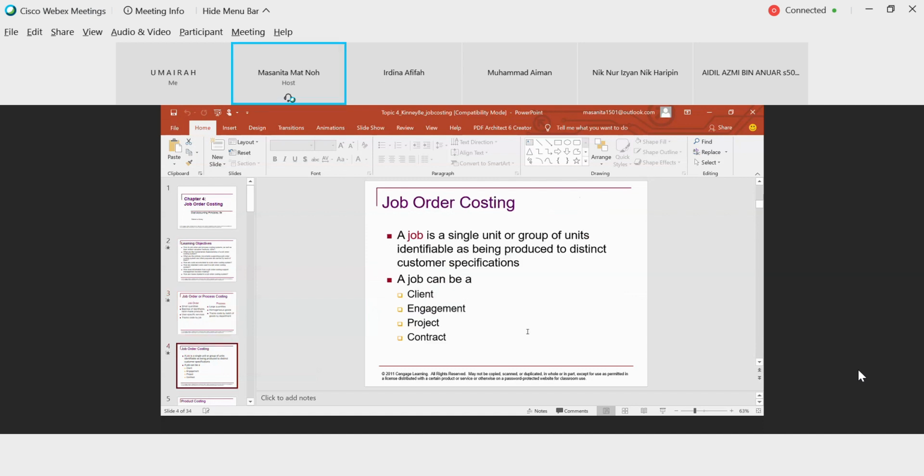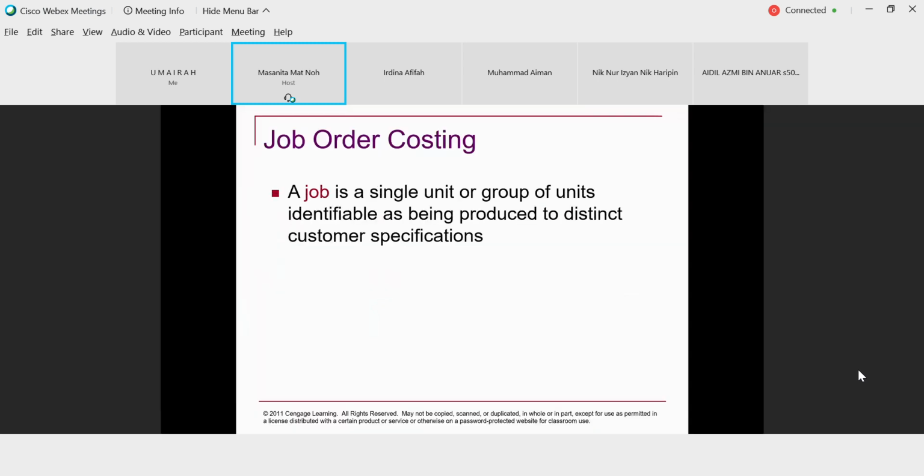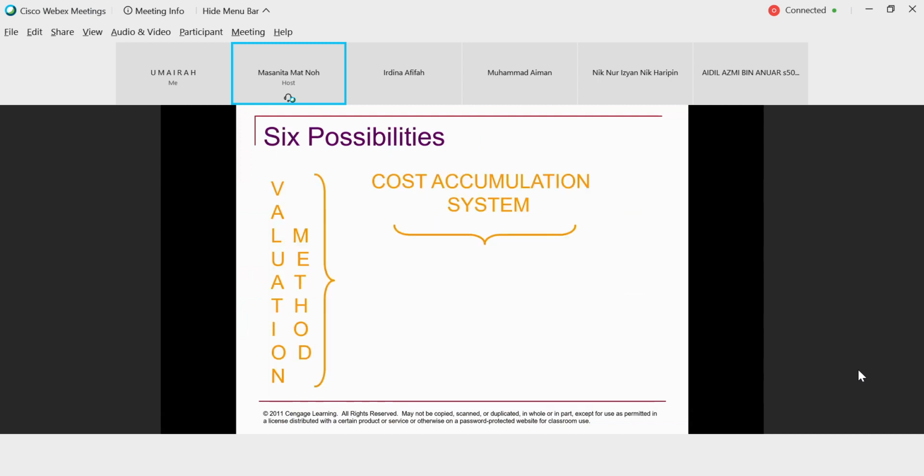Alright. So tengok macam ni dia kata job order costing dia single unit or group of units, okay, identifiable as being produced to distinct customer specification. Okay, maksudnya dia memang spesifik pada customer's demand. It can be a client engagement project or contract. So a job tu yang disebut sebagai job tu, sebab nanti lepas ni semua item yang you nak kira cost tu, dia akan dipanggil sebagai job. Satu job tu adalah satu costing dia. Okay. So yang ni saya tak nak buat dulu, saya nak cuma tunjuk tadi tu je.